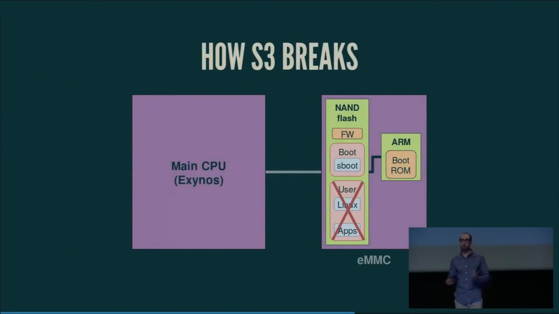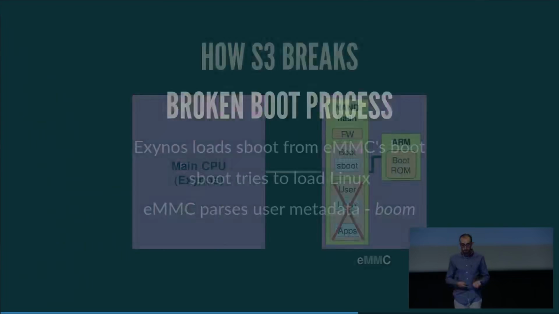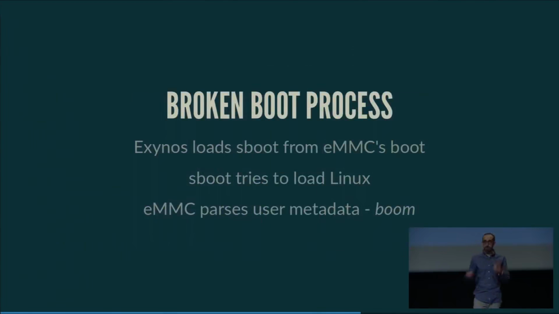So this is how the S3 breaks. The main CPU will power on, and it will try to access the eMMC and ask, give me SBoot, and the eMMC parses the boot partition and returns SBoot to the main CPU. Then SBoot will try to access the user partition in order to load Linux, and the eMMC tries to parse the user partition metadata, and it's corrupt, so it goes into a loop.